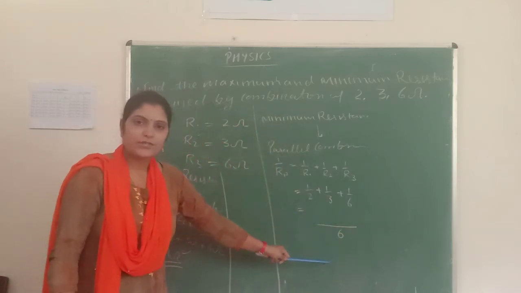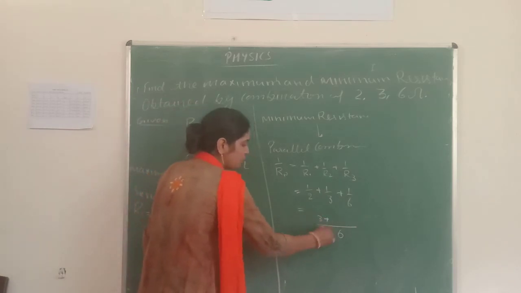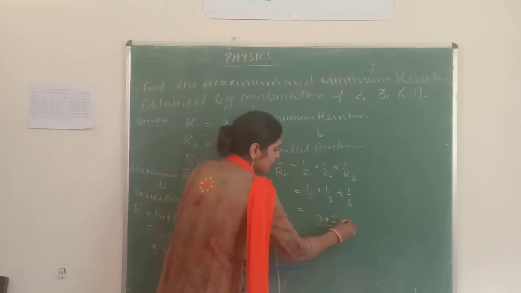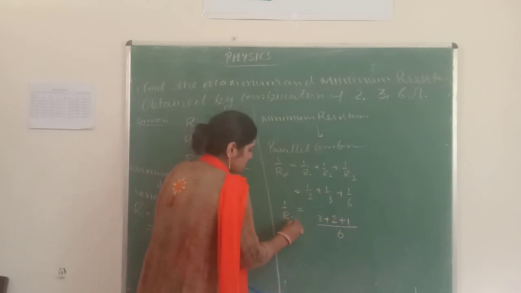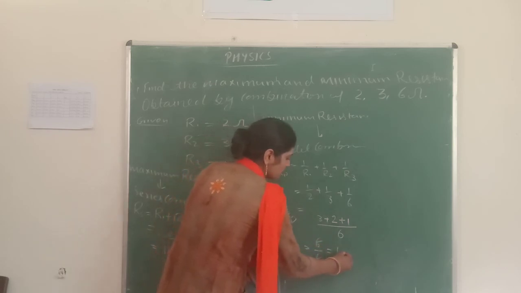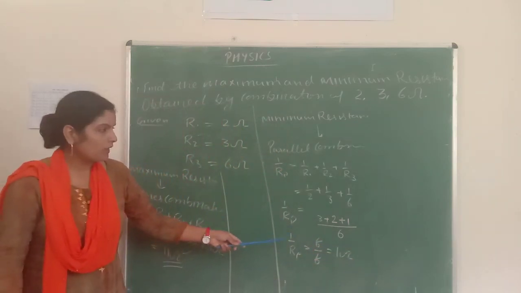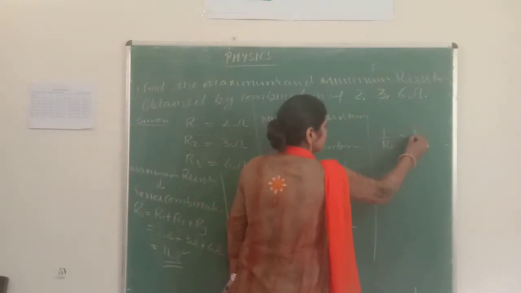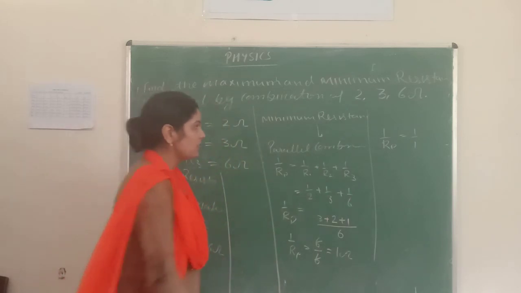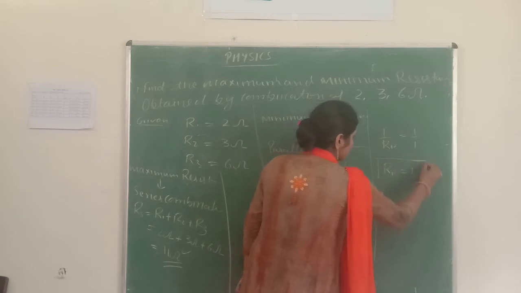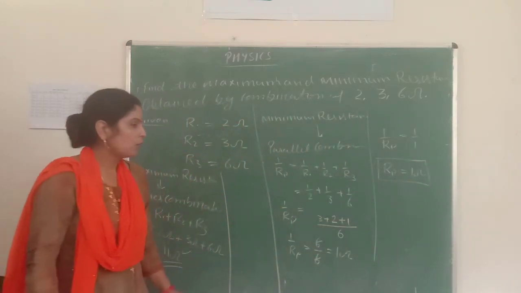Now 2 threes are 6, so 3 will be multiplied with 1. 3 twos are 6, so 1 will be multiplied by 2, and 1 stays. So students, 1 upon Rp you are getting 3 plus 2 plus 1, which is 6 upon 6, meaning 1 ohm. But this is the value of 1 upon Rp. Then what will be the value of Rp? We will take the reciprocal. So obviously Rp will also be equal to 1, because in maths you have studied that the reciprocal of 1 is equal to 1.